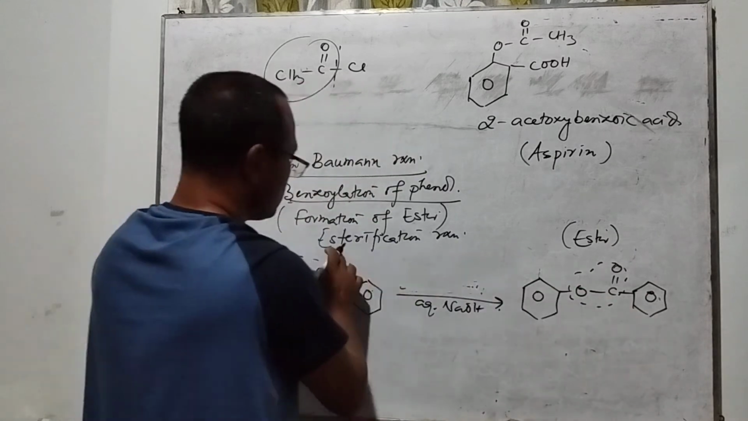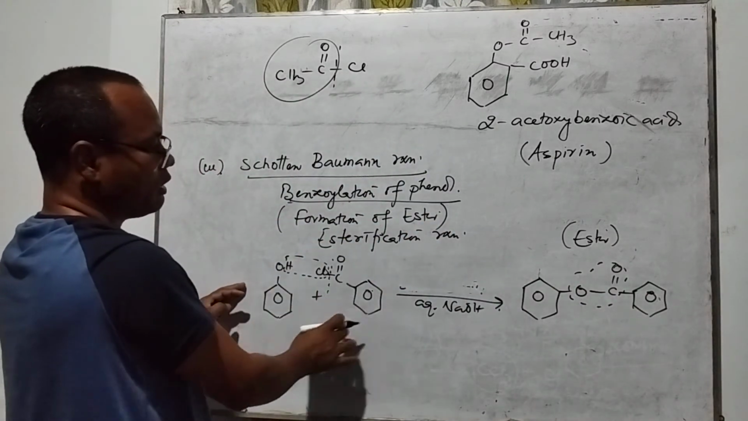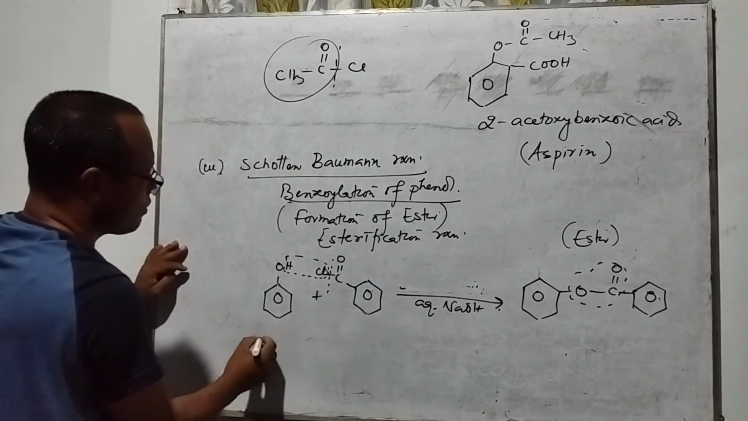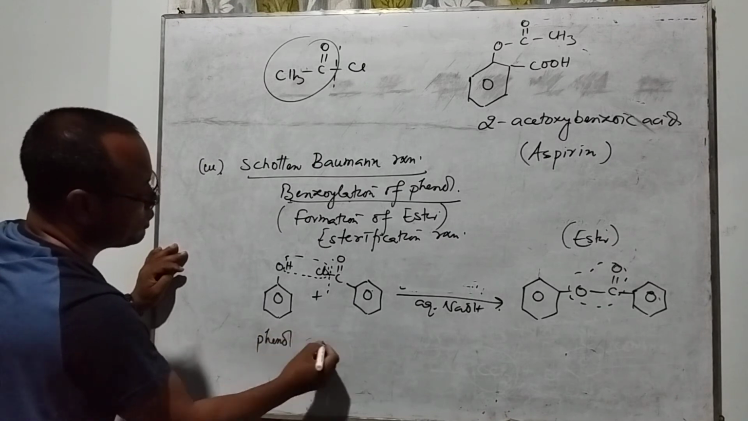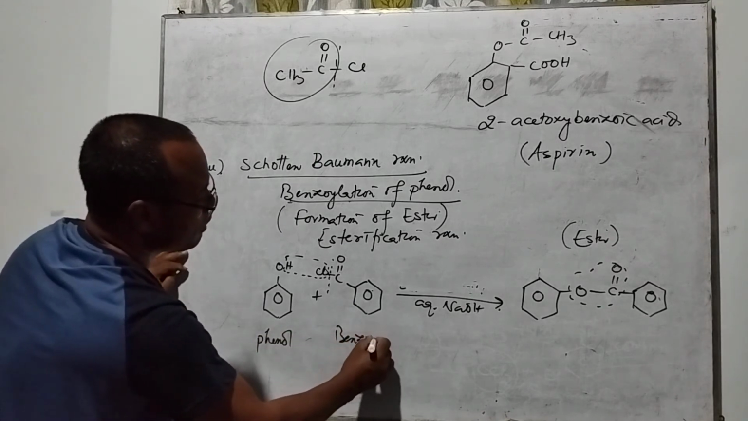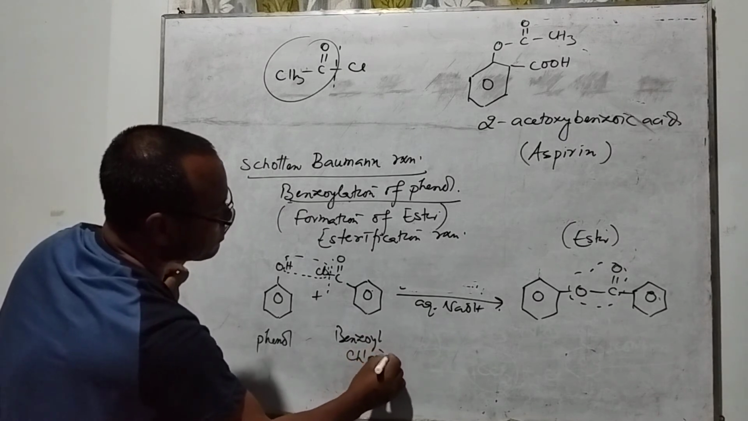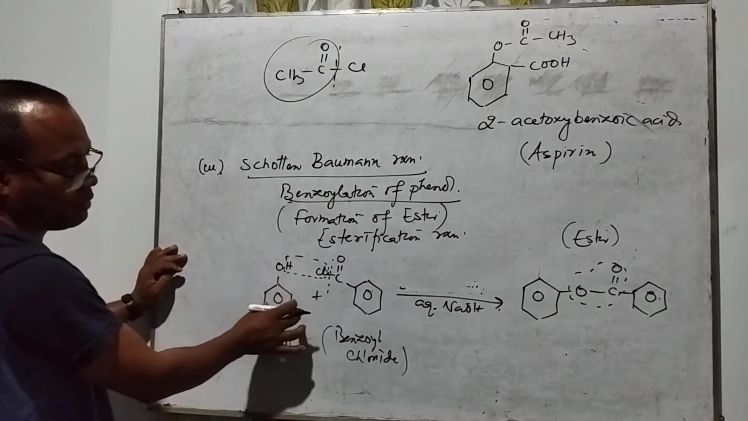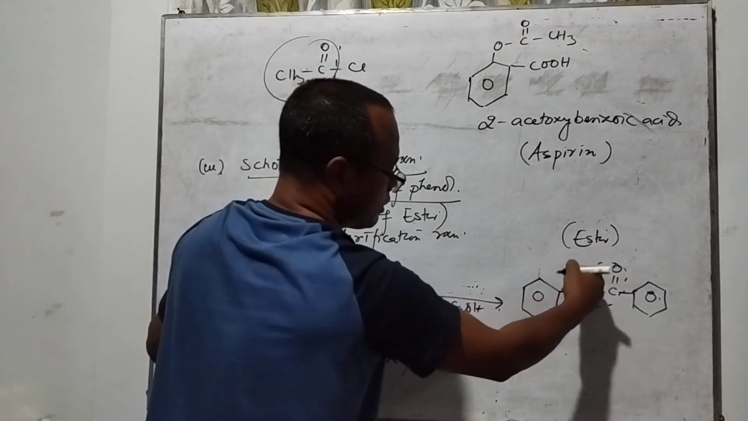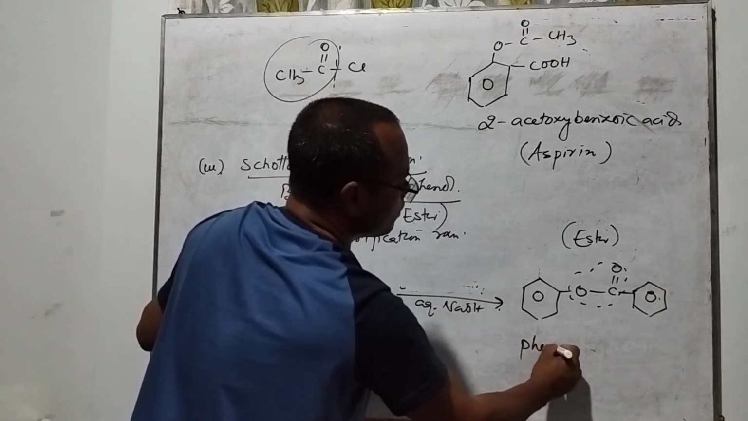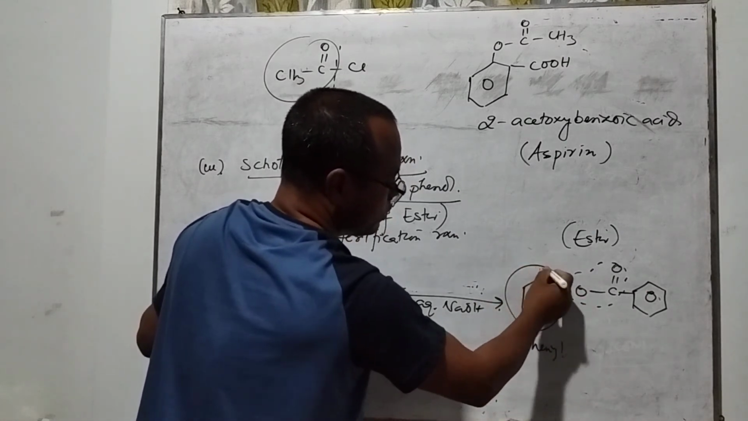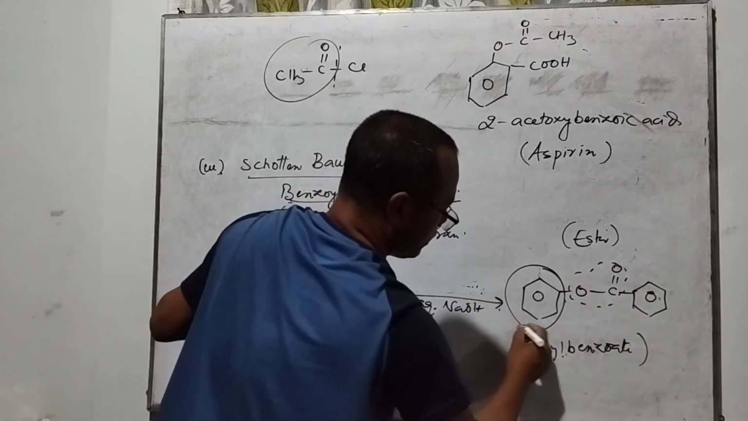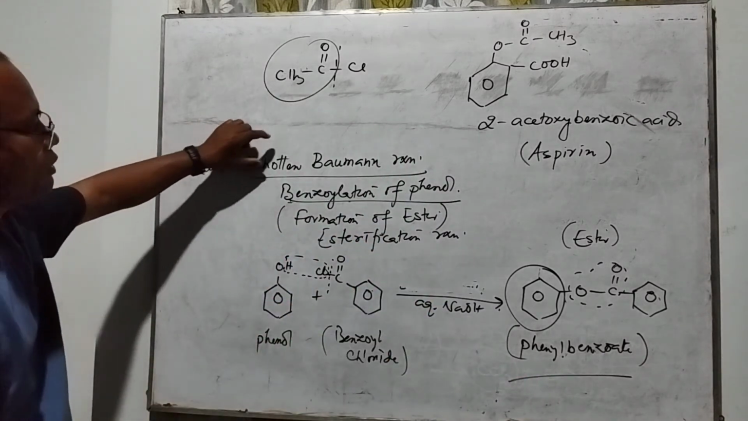Now this is the esterification reaction, which is the Schotten-Baumann reaction. This is the reaction between phenol and benzoyl chloride. This is the phenol and this is the benzoyl chloride. Now this benzoylation takes place on the phenol and forms the ester. So what is the name of this compound? We write phenyl. This is the phenyl group. So the name of the compound is phenyl benzoate. So this reaction is what we call the Schotten-Baumann reaction.